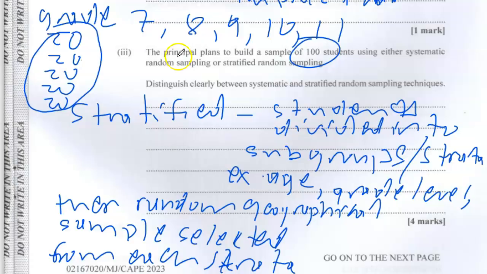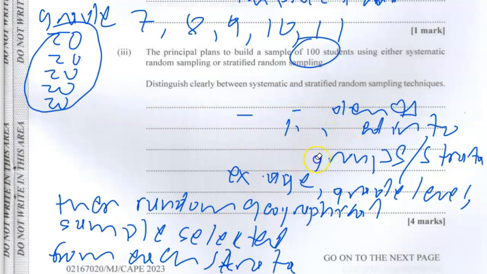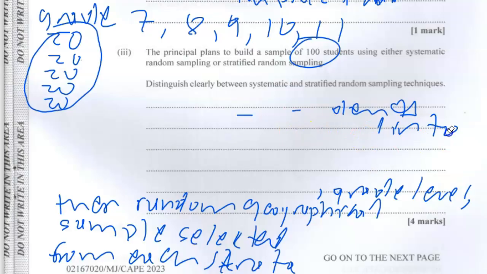So systematic, so students can be divided into, say, alphabetical order. Systematic sampling: what could be done is that the population is ordered. So you number the students. You give each student in school a number.